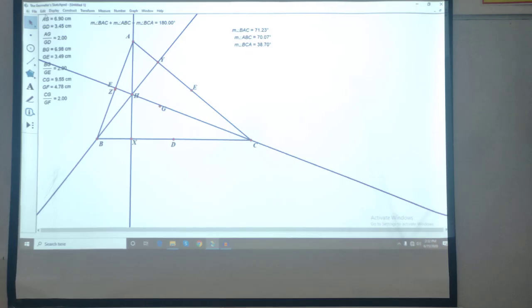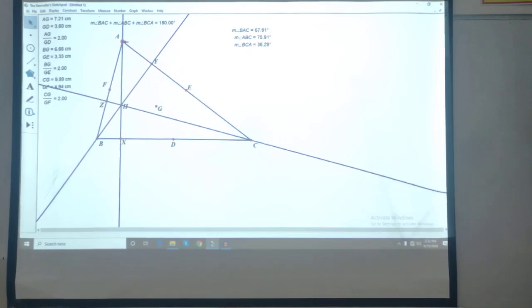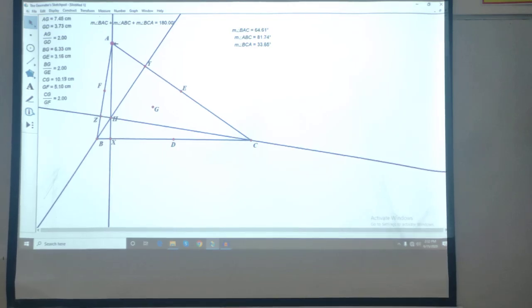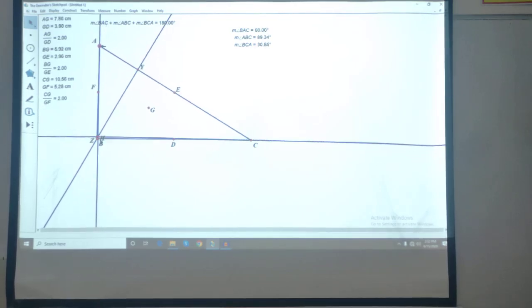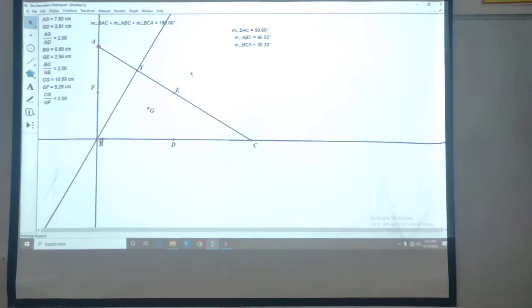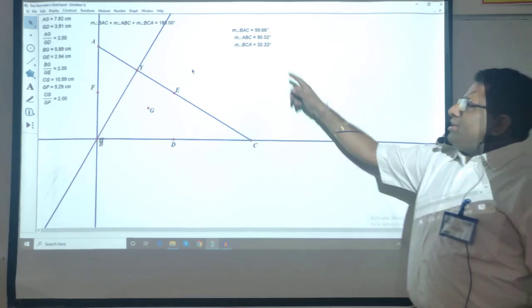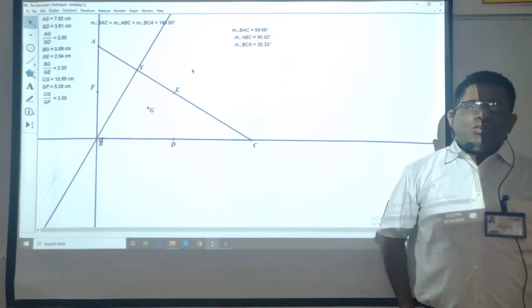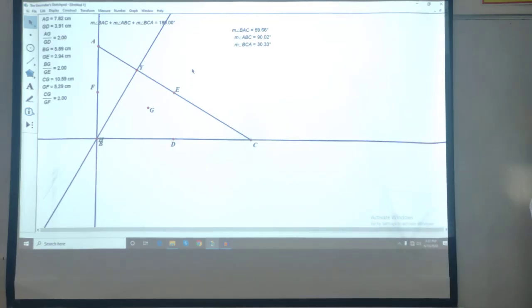So when you make angle B as 90 degrees, let's see what is happening. As I make angle B 90 degrees, let's see where the orthocenter H is approaching. You have observed that as angle B is 90.02 degrees, H approaches the point B. That is, in a right angle triangle with the right angle at B, the orthocenter H coincides with B.